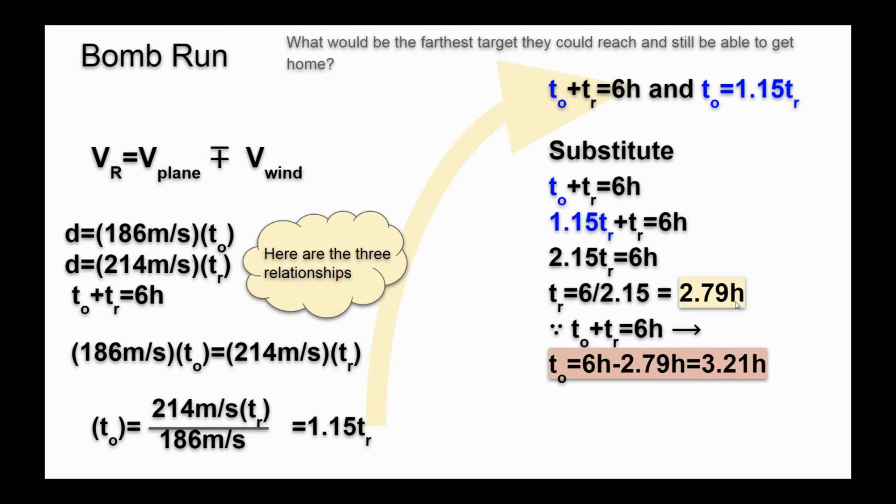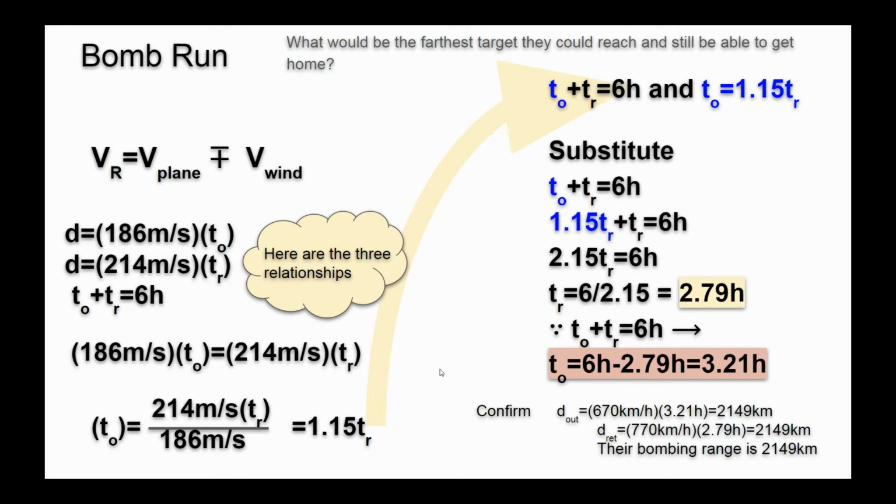Now, since the two times have to add up to 6 hours, for the time going out we can just take 6 hours minus 2.79 hours, and we get 3.21 hours. Or use the blue expression up here to calculate time out. If you do that, you get some redundancy, a double check, but I'm not going to do it. Let's confirm that we're right.